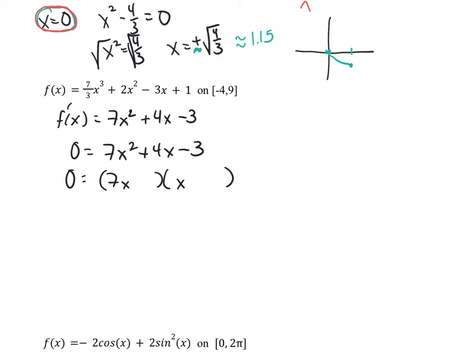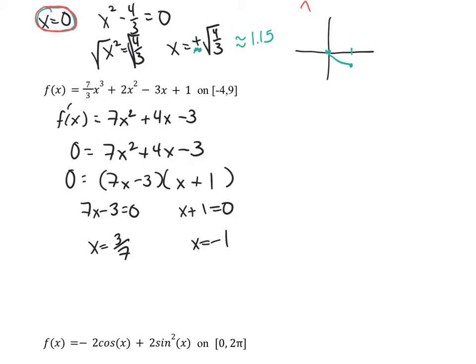So we get 7x and x, I get plus 1 minus 3, so there's my 7x minus 3x, so there's my 4x. And again, you can factor a quadratic however works best for you. So then I'll set my two factors equal to 0 for my derivative. And so I'll get x equals 3/7 and x equals negative 1.